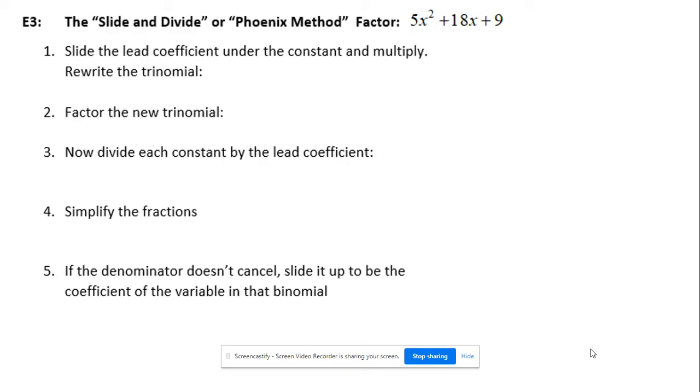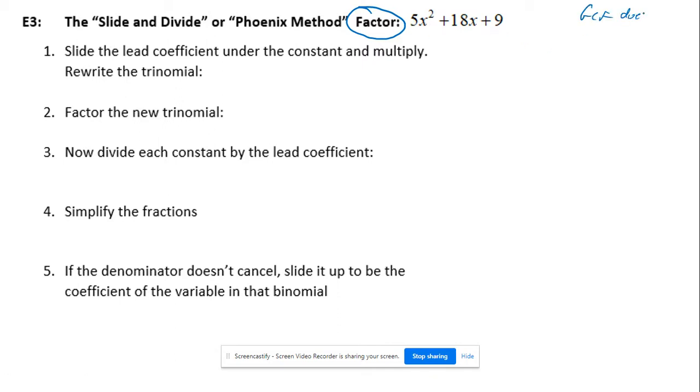So let's just start with the problem. Example 3, we're on the back of that note sheet, the slide and divide or Phoenix method. And remember what the instructions are. Always read for what are we being asked to do? We're being asked to factor 5x squared plus 8x plus 9. But here's the problem. The GCF isn't 5. Every time we've had a number in front of x squared so far, we just said, oh, GCF, divide everything by 5. That doesn't work here because 8 divided by 5 is a decimal and 9 divided by 5 is a decimal. So the GCF method doesn't work.